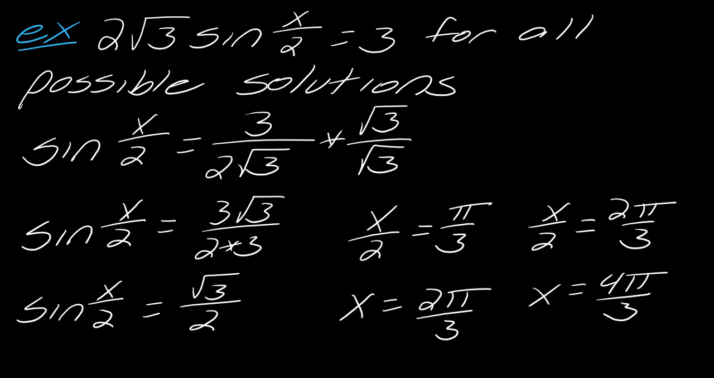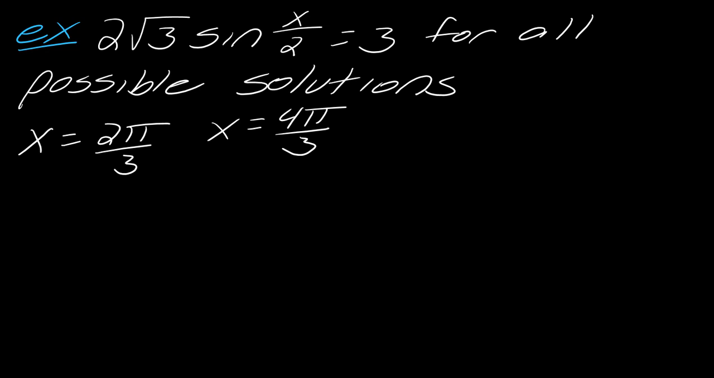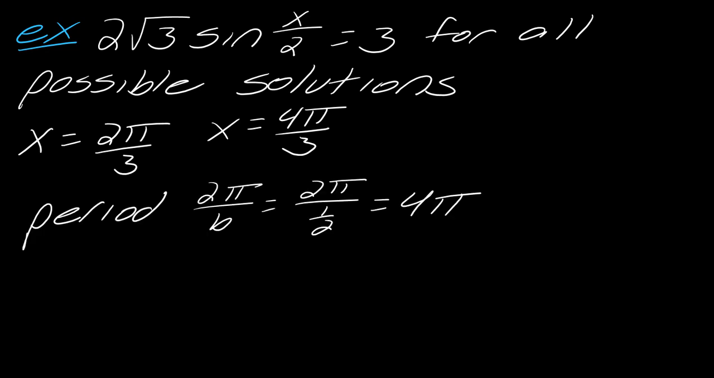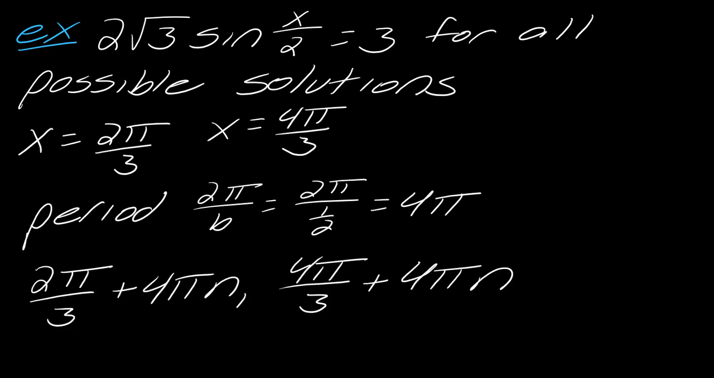Okay, so like I said, x is going to equal 2 pi over 3 or 4 pi over 3. And so once again, now that I know my two solutions on the unit circle, I just want to notice that the period here is 4 pi. You're going to notice a pattern here, so then I can just add 4 pi to my solutions, and that gets me the format for all possible solutions.